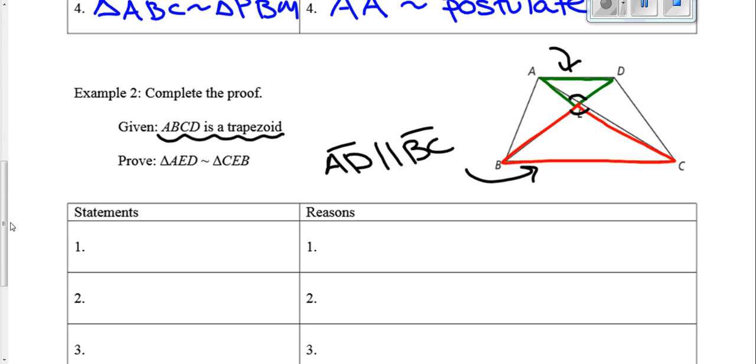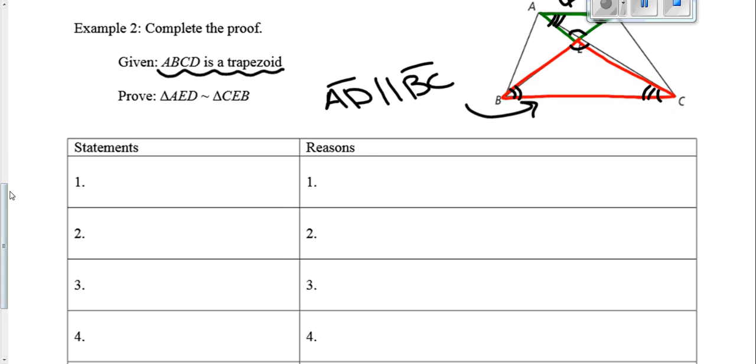But what do parallel lines imply? Alternate interior angles. So once again, I can say D and B, and then this one with this one. Okay, so once again, I'm looking at angles, not sides. So this will be an angle-angle postulate. Okay, so let's talk about our reasons and our statements.